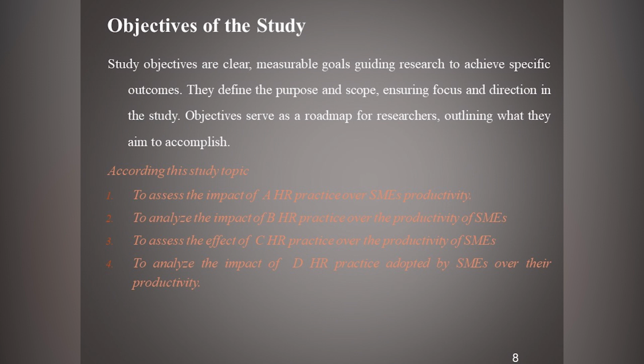So, according to this study topic, the objective of this study could be to assess the impact of A type of HR practices over SMEs' productivity, which is the dependent variable for this tentative topic. The second one is to analyze the impact of B type of HR practices over the productivity of SMEs. The third one is to assess the effect of C type of HR practices over the productivity of SMEs. And the last objective of this study could be to analyze the impact of D type of HR practices adopted by the SMEs over their productivity.